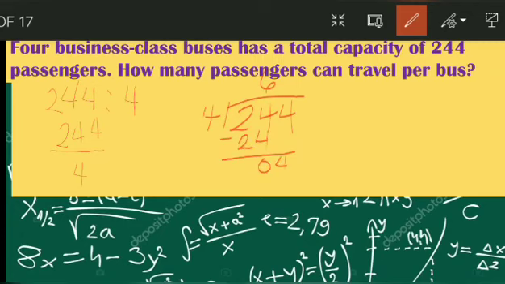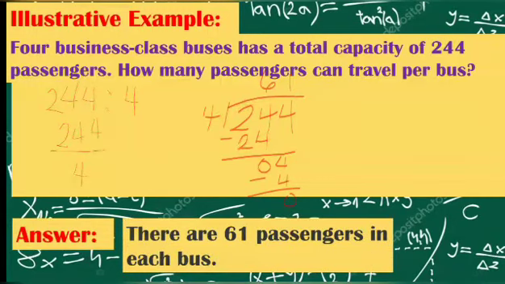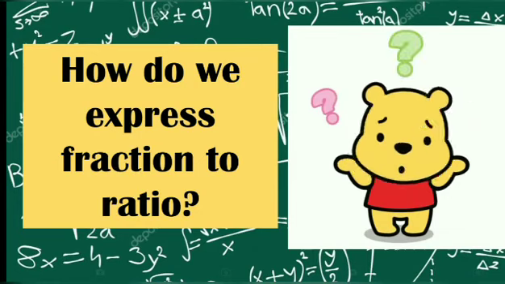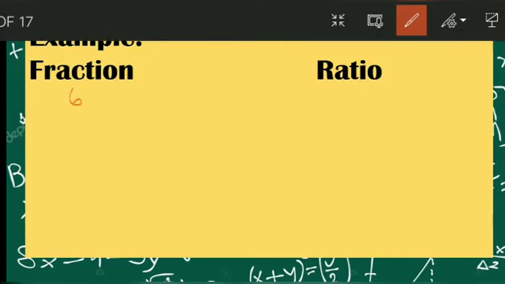Bring down 4. 4 divided by 4 is equal to 1. 1 times 4 is equal to 4. 4 minus 4 is equal to 0. Okay, so for our answer, there are 61 passengers in each bus. Now, how do we express fraction to ratio? We have 6 all over 7. So, in ratio form, we will just put 6 is to 7.